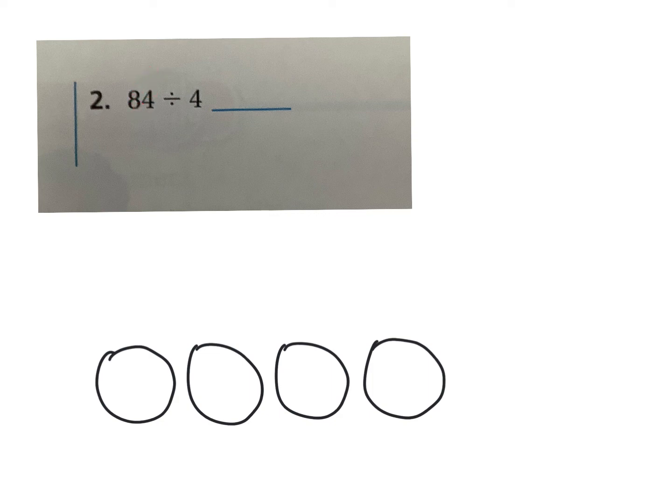8 rods and 4 ones. 1, 2, 3, 4, 5, 6, 7, 8 tens and 4 ones. There we go. Let's do that as the algorithm. This is 84 that is being split up into 4 equal pieces. 84 divided by, or split up into, 4 equal pieces.